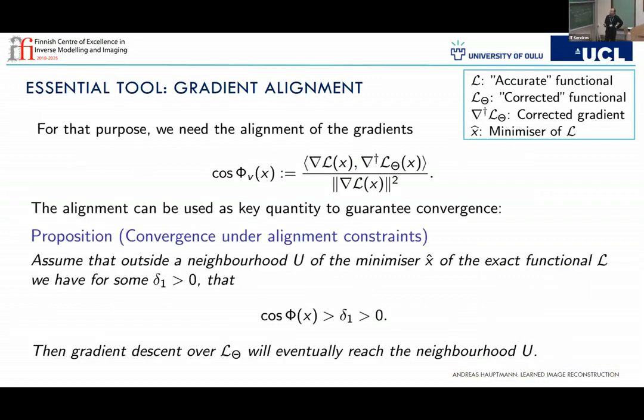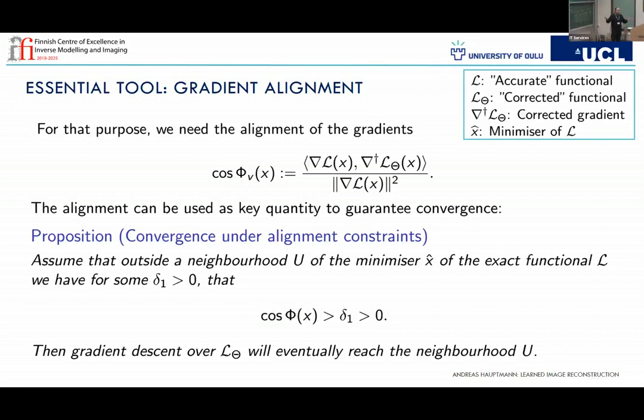With that, it's quite straightforward to establish that we can converge to the same neighborhood. So x is now the minimizer of our accurate functional using the accurate model. If the gradient points in a good enough direction, that is, greater than some positive constant, we will eventually converge to some neighborhood of our minimizer of the accurate functional. So that's quite nice, but it's not very useful if we want to compute anything, this quantity.